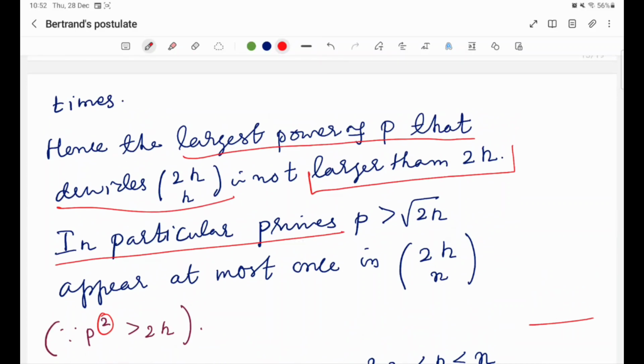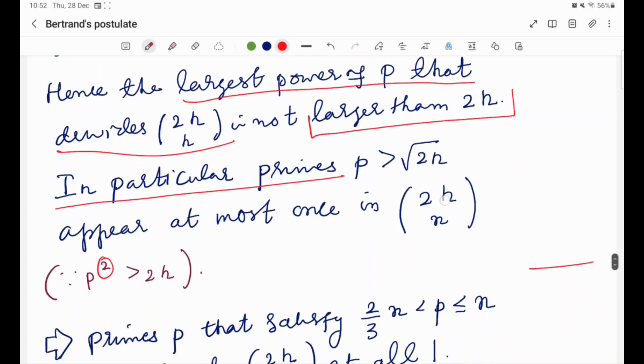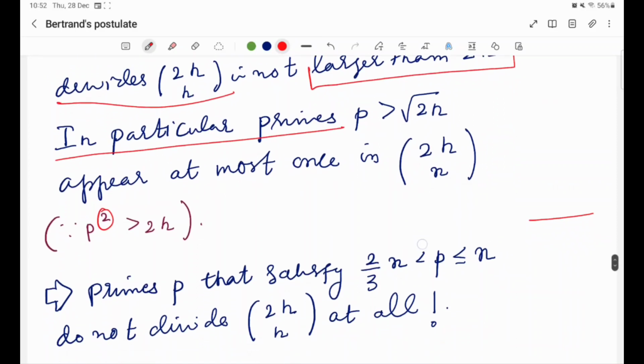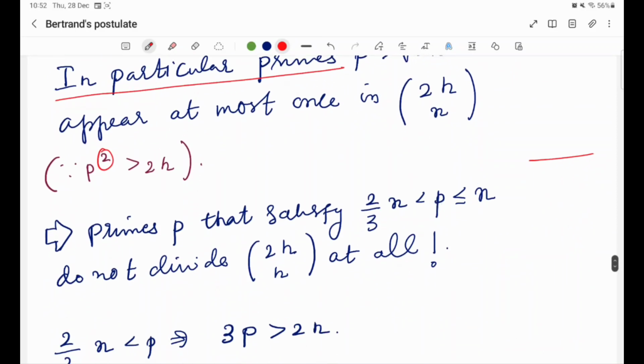Okay. So now let's prove the remaining part in the next part. Next we'll prove that the primes p that satisfy this inequality, that means the primes between 2 by 3 n and n, will not divide 2n choose n. So that's our next proof.